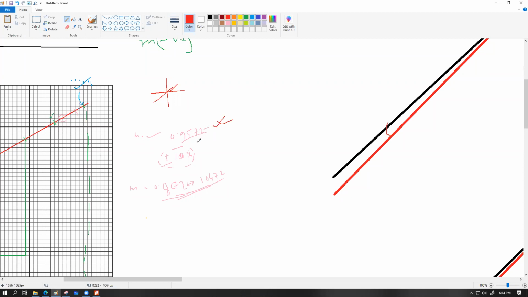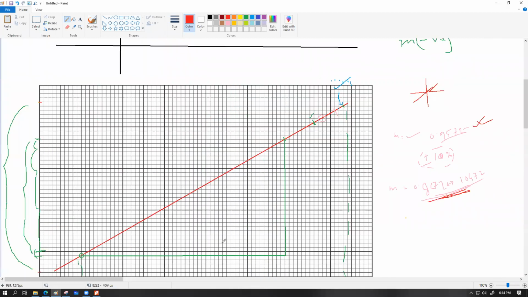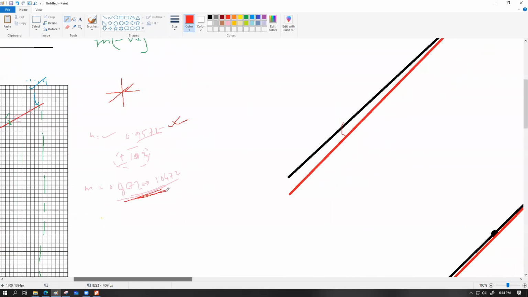So typically in the mark schemes, there is an acceptable range for the M value. You're given this red line, you're asked to draw the gradient, and the mark scheme gives a range: if the gradient calculated by the students falls within this range, it can be as small as 0.1866772 and as big as 1.0472, they will get full marks. Typically they give you a range. They do not stipulate one specific value.